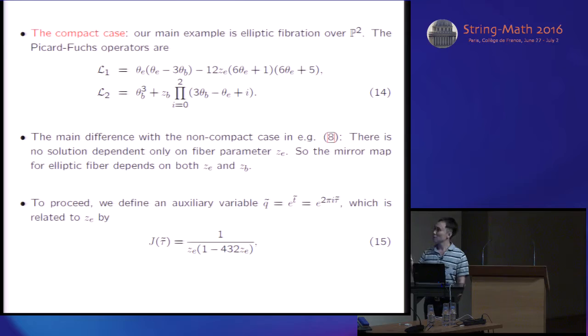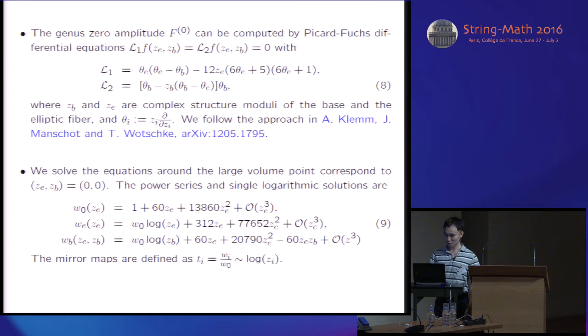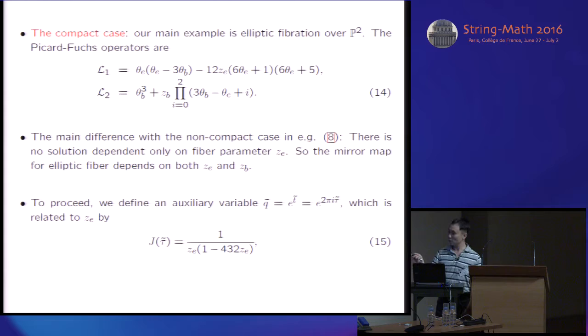So the main difference with this previous non-compact case is that there's no solution that depends only on the fiber parameter. So in the previous equation, you can see that this first solution are only function of the fiber parameter. But here, because this differential equation is more complicated, this is no longer the case. But to proceed, we still define an auxiliary parameter here, similar to the non-compact case.